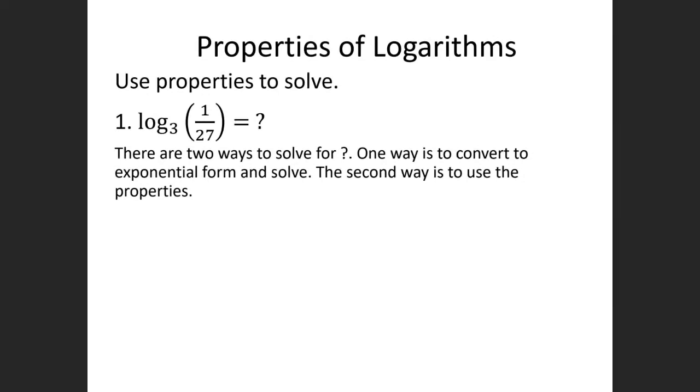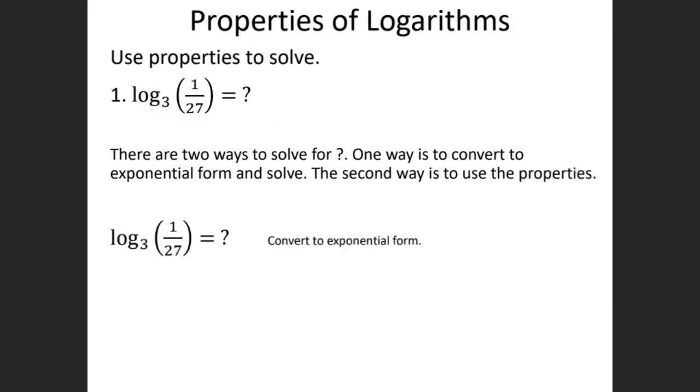Again, my calculator only does log of base 10, but I can use my properties to solve. So let's look at converting it to exponential form. Again, I think this is the easiest and fastest way to solve these problems. Here I have a log of base 3, input 1/27. So the base for my exponent has to be 3. The input of the log becomes the output, and what I don't know is the output of the log, which becomes the input of the log.